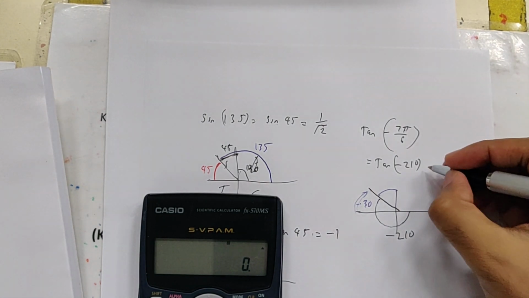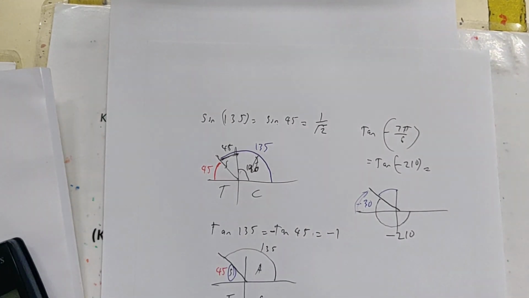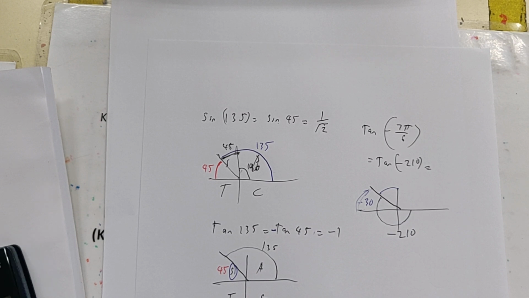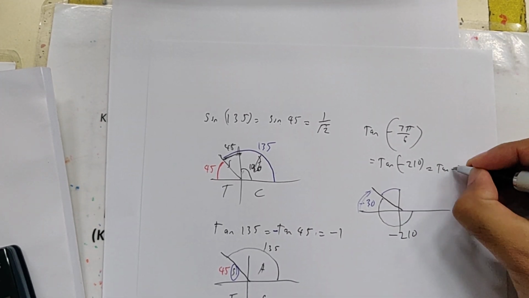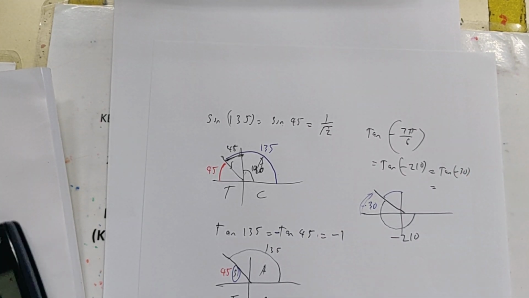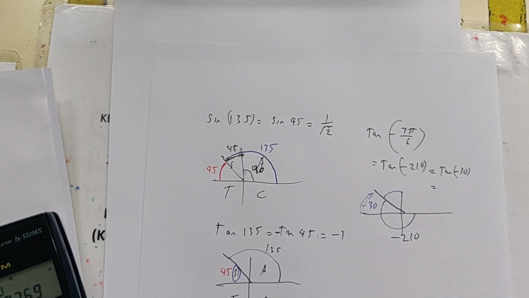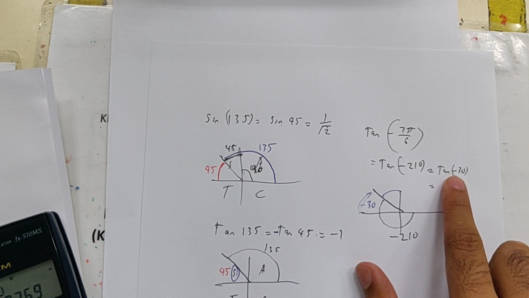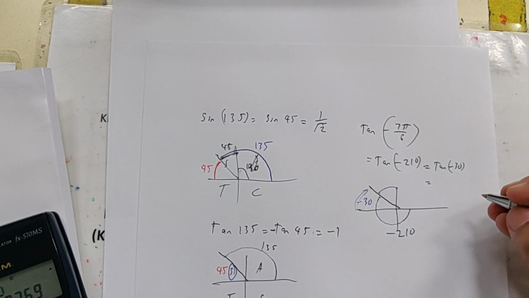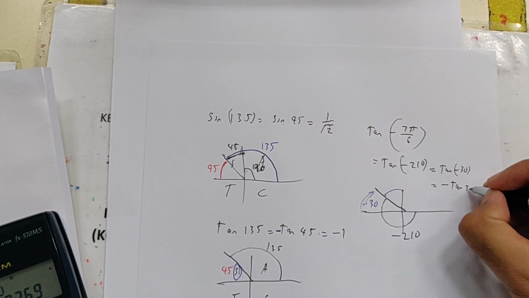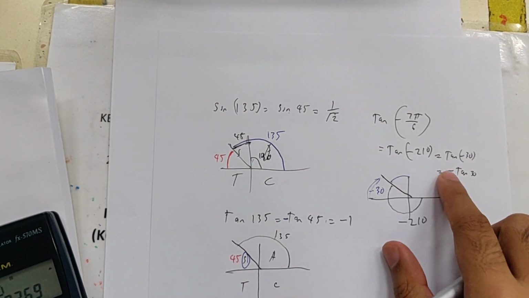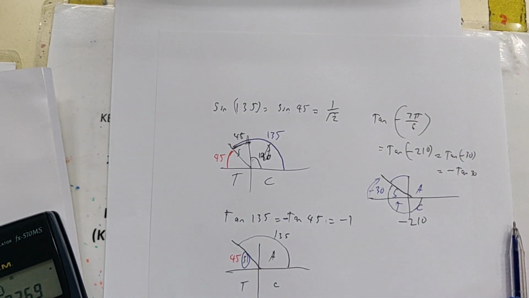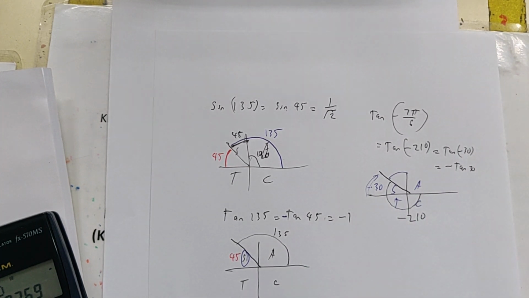Butterfly. Come, my lady. So tangent negative 330 is equal to 30. Should you still include the negative over there? Well, the negative is just telling you which way. I'll go here. Why do I take the negative out? Because over here only sine is positive. So we got the negative there, so negative tangent 30.